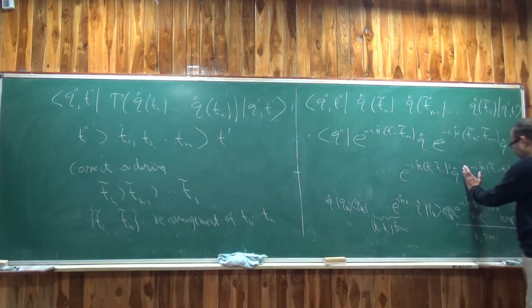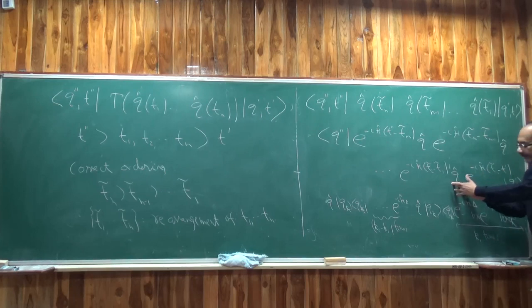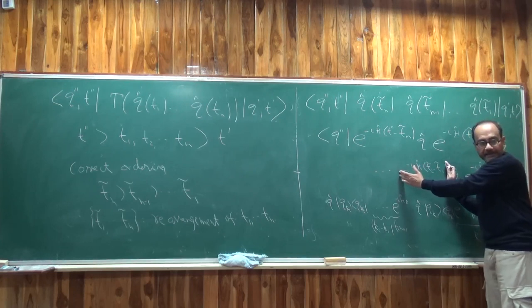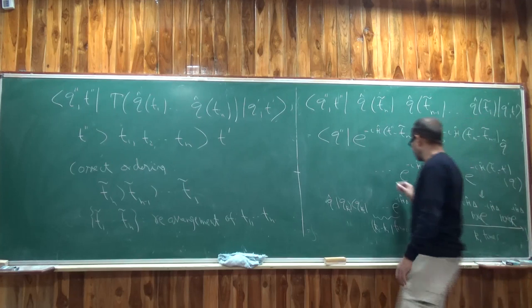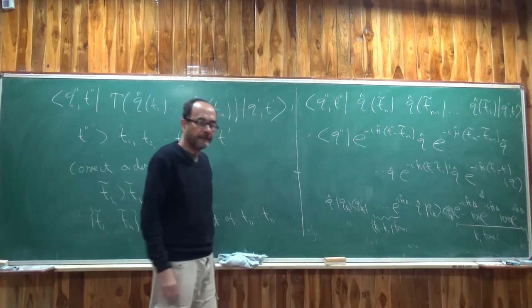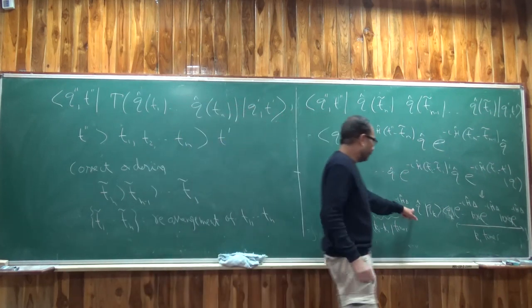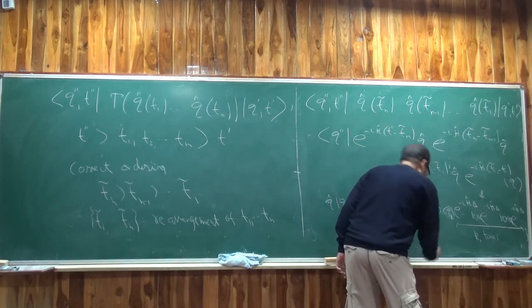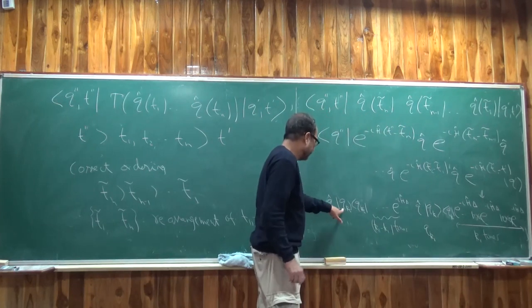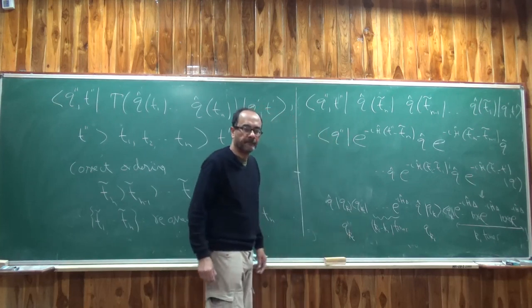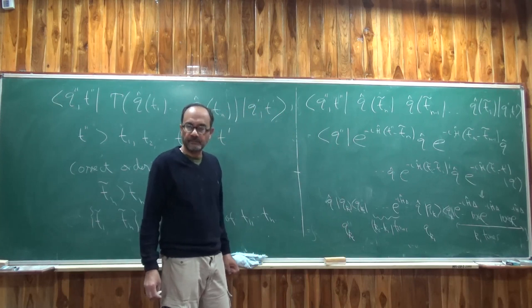You see, between these, there are k1 factors of e to the minus I h hat delta. Then a q hat gets inserted. Then k2 minus k1 factors of e to the minus I h hat delta. Then again another insertion of q hat, and so on. But now you see that because q hat acts on a q eigenstate, this just gives a factor of qk1. Here q hat acts on q again, this gives a factor of qk2, and so on. Is this clear?